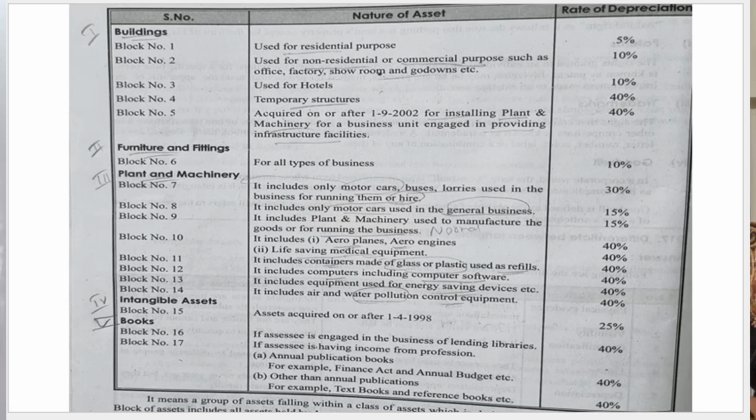Fifth one is related to books, block number 16 and block number 17. Block number 16 says if the assessee is engaged in the business of lending libraries, 40%. And block number 17 says if the assessee has income from profession. Here two categories are there. Annual publication of books, for example Finance Acts and annual budgets etc., 40%. And books other than annual publications, for example textbooks and reference books etc. So this is about 40%.